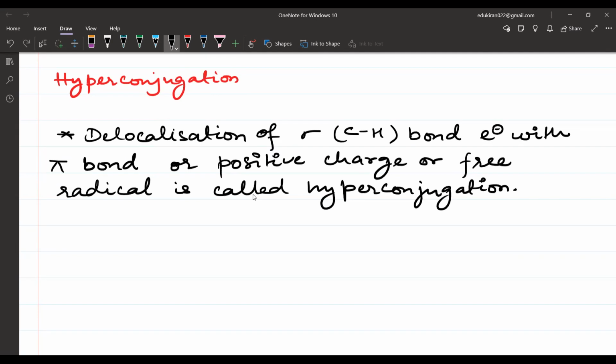देखिए, what are the necessary conditions? Necessary condition आप definition से ही लिख सकते हैं. You should have a sigma bond, ठीक है, CH वाला sigma bond होना चाहिए, okay, and then there should be a pi bond, positive charge or a free radical. उसके बाद you are going to write conditions for hyperconjugation.